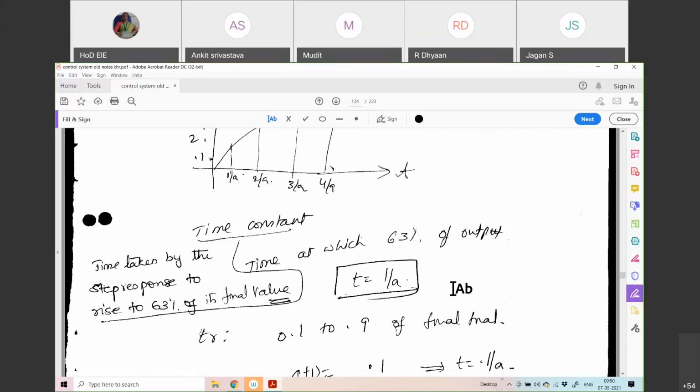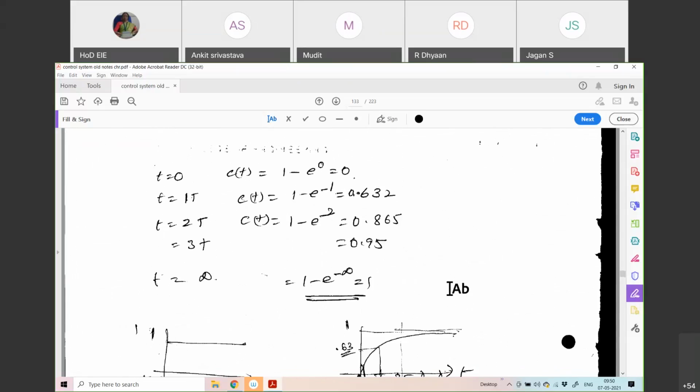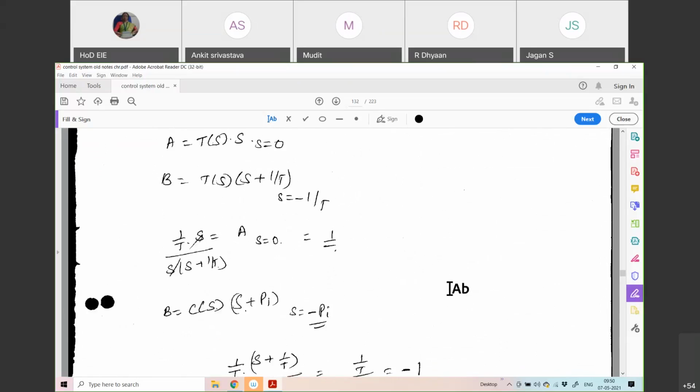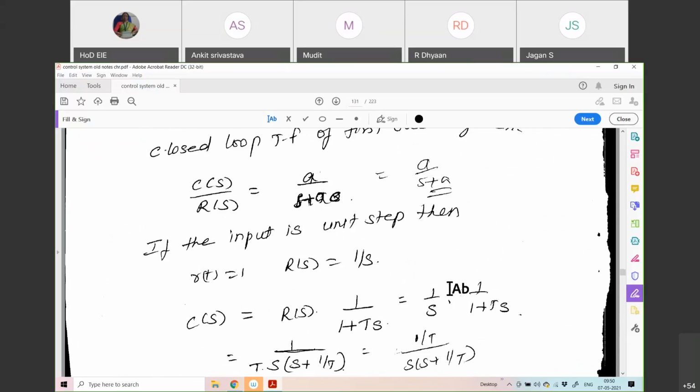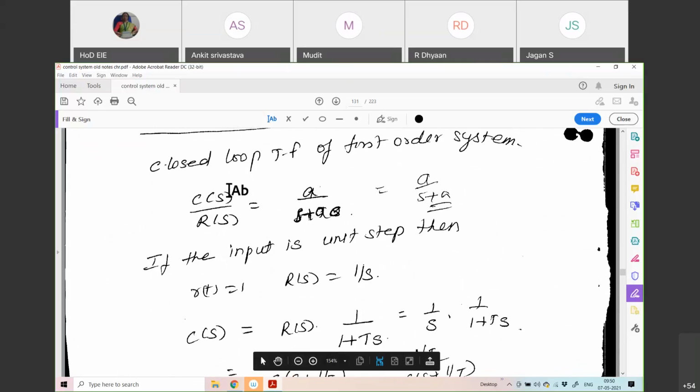So can you find the first order system's ramp response? Response of a first order system for a ramp. How do you go about it? First order system is given. For this, you have to find out the ramp response for a unit ramp. In that case, what do you have to do?